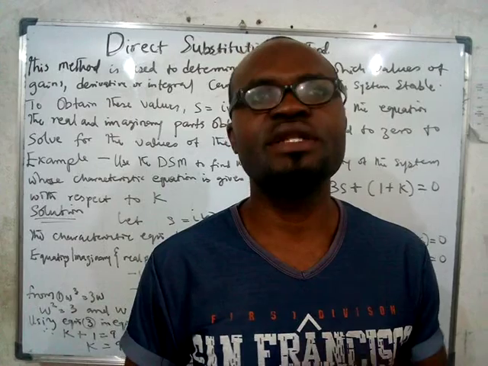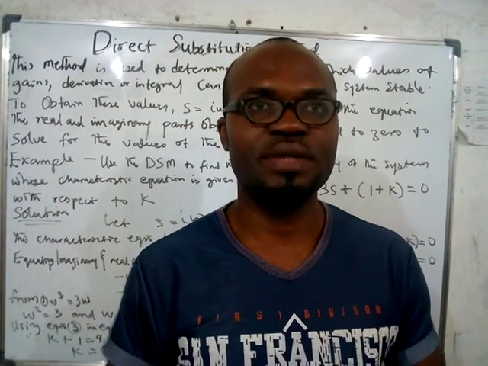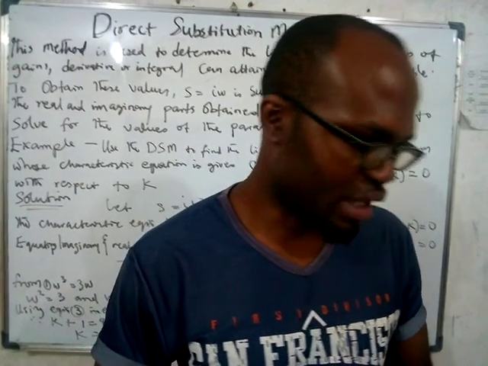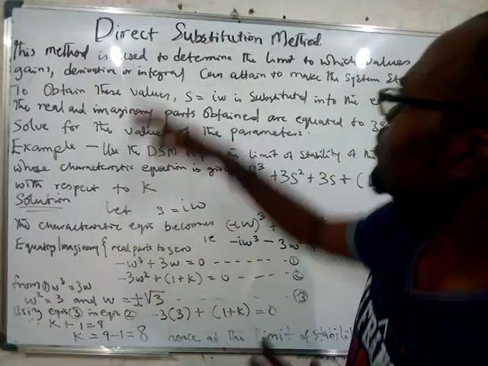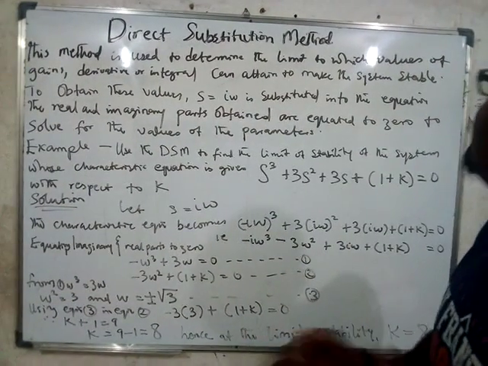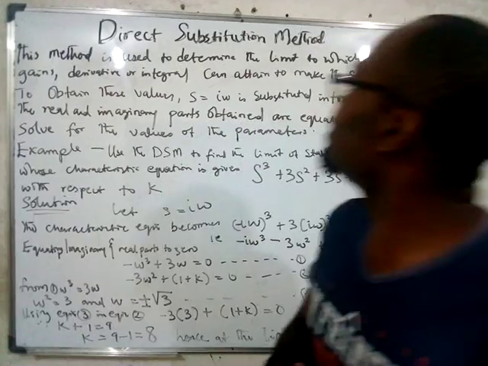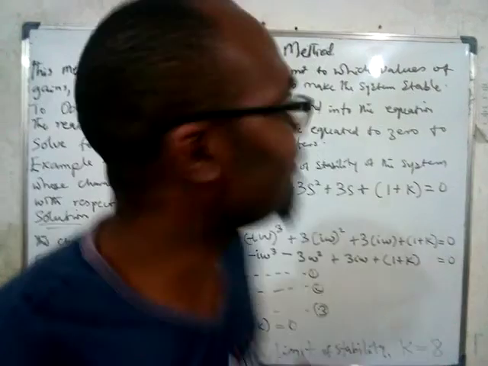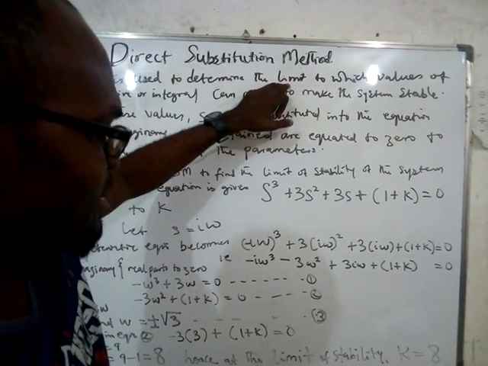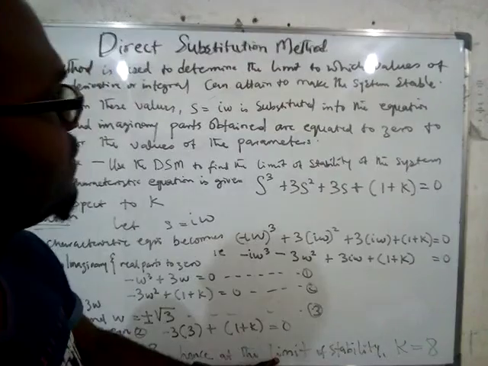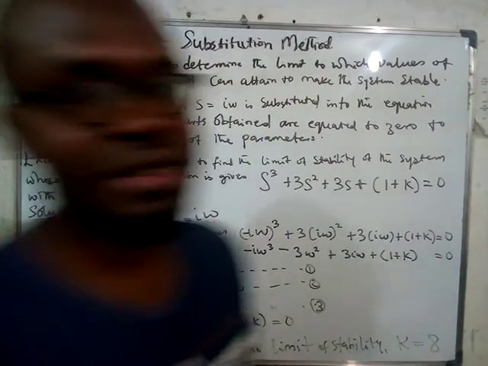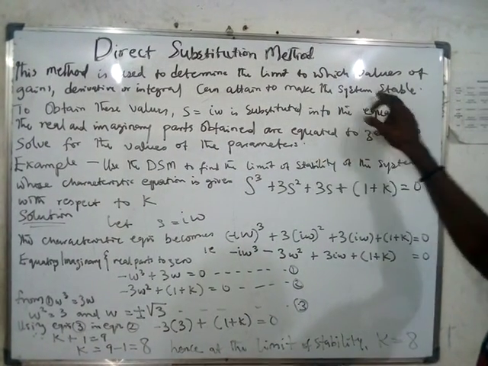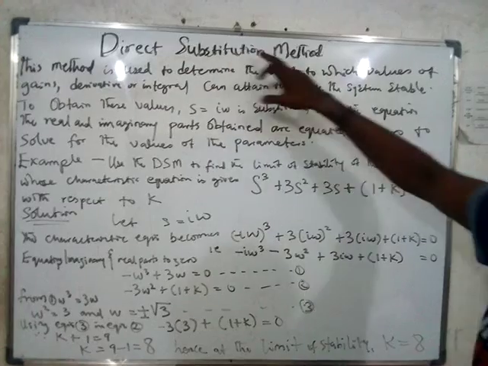Direct substitution method is one of the methods under the Laplace domain, and it is used to determine the limit to which values of gains, derivative, and integral can attain to make a system stable. Whenever you want to determine the limit, very important, limit to which values of gains, derivative, and integrals can actually attain to make a system stable, you use direct substitution method.